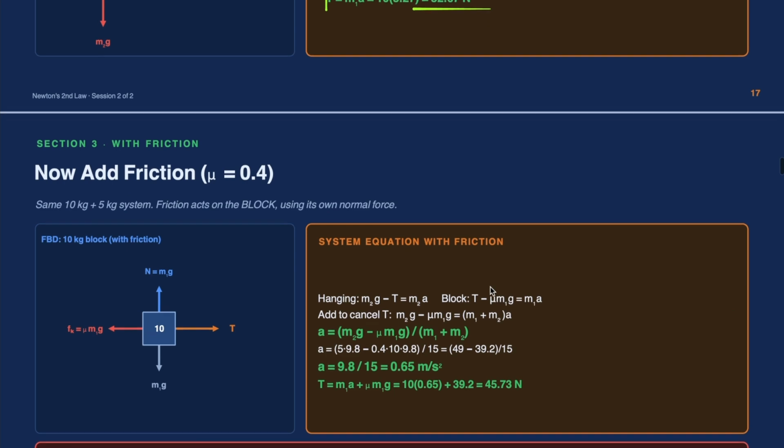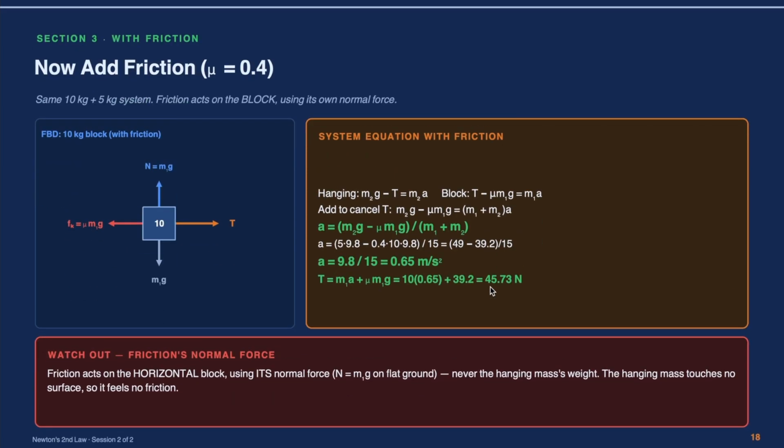But now let's talk about what happens when you bring in friction. So you have that same 10 kg plus 5 kg system, okay? So I'm going to just draw the same thing again. 5 kg, 10 kg. Friction acts on the block using its own normal force, okay? And then since this block is not the one that has friction, right? It's in the air. This block is the one that has friction, so this block is going to be pushed backward like this.